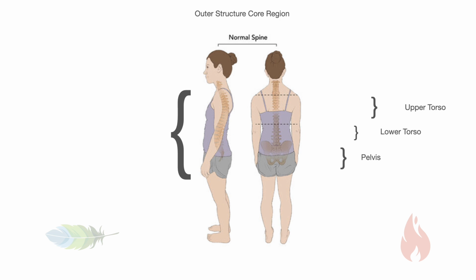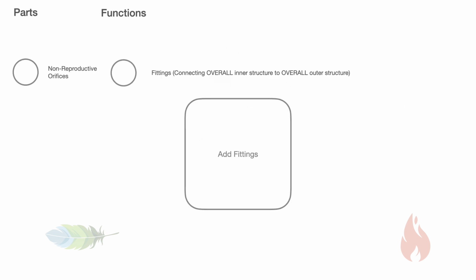All right, so we've got the outer structure core region. And here are the non-reproductive orifices. And really what they're doing is they're connecting the overall inner structure to the overall outer structure. And orifices classically are described as a hole in someone's musculoskeleton to allow for material movement in and or out of an overall unit. That's kind of your classic definition for an orifice.